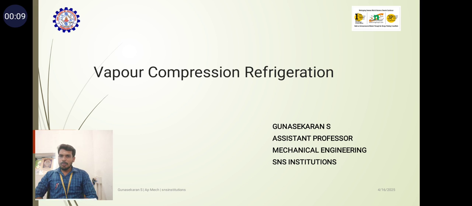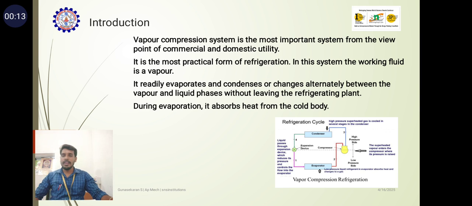Now we are seeing about vapor compression refrigeration. Vapor compression refrigeration is a widely used refrigeration and air conditioning method that operates on the principle of removing heat through phase change of a refrigerant. It involves four main components: compressor, condenser, expansion valve and the evaporator.